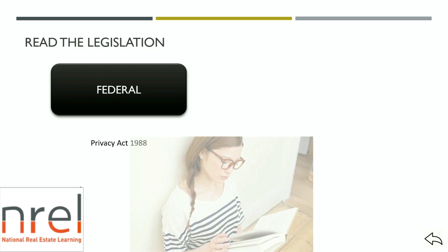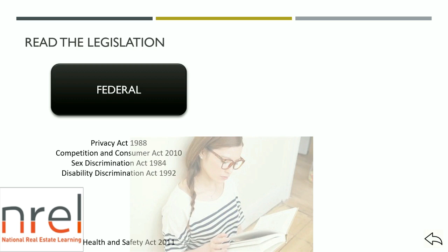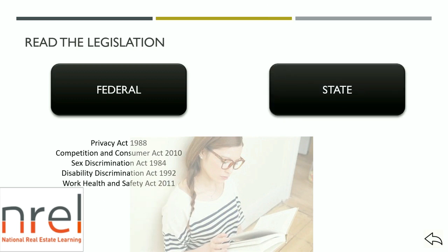Some other federal legislation that would be useful reading include the Competition and Consumer Act, Sex Discrimination Act, Disability Discrimination Act, Work Health and Safety Act, among others. Of course, when it comes to state legislation, two of the most important pieces of legislation that you will want to read include the Property and Stock Agents Act 2002 and the Property and Stock Agents Regulation 2014, both of which are going to be relevant to working in the real estate industry in the various roles, including being assistant agent or a real estate agent, Class 1 and Class 2.